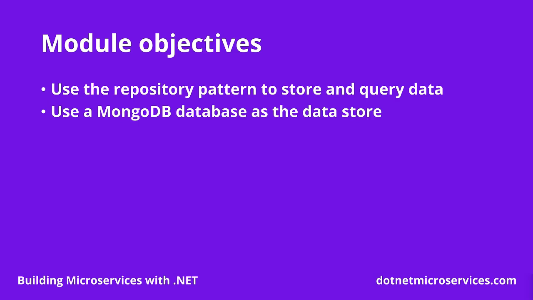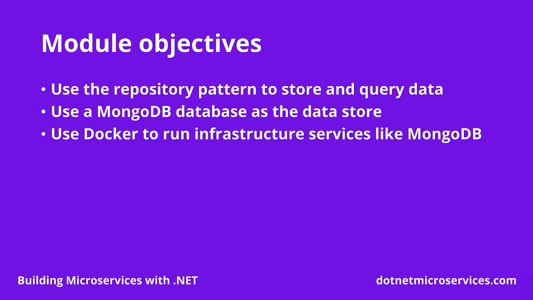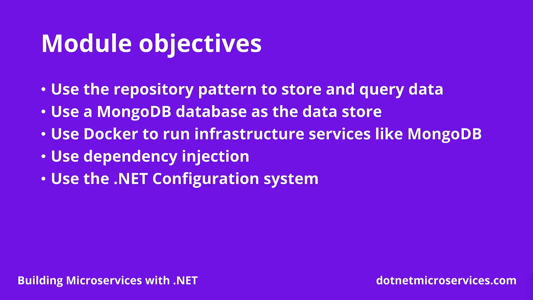how to use a MongoDB database as the underlying data store of catalog items, how to use Docker to run infrastructure services like MongoDB Server, what is and how to use the dependency injection technique for proper decoupling of dependencies, and how to use the .NET configuration system to specify settings that could change across environments.